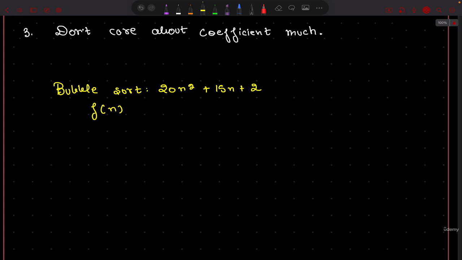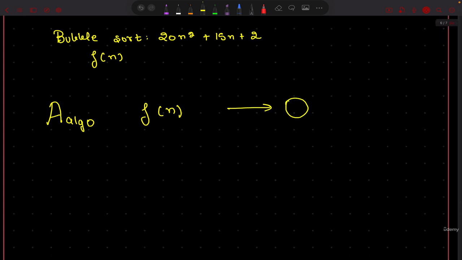Now big O complexity says that if some algorithm which we have written has a function f of n, then to get its big O complexity, what we have to do is define another function g of n and a constant c. Okay, so I will repeat it once again.